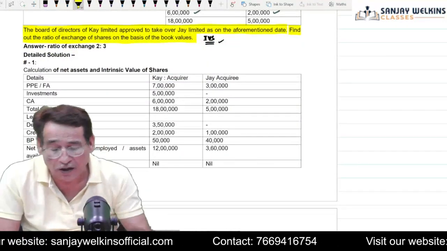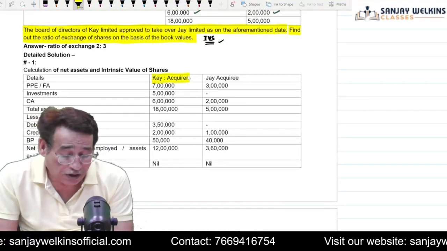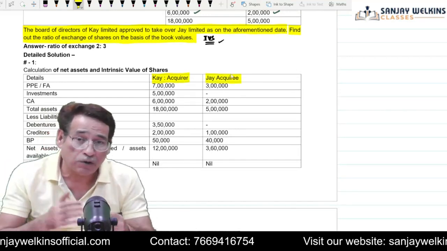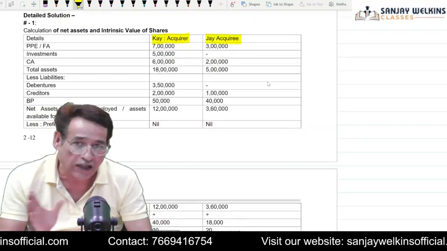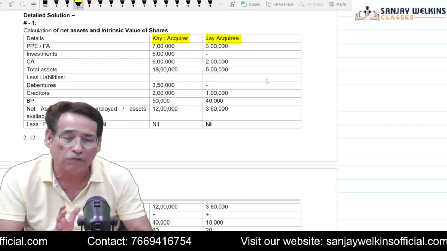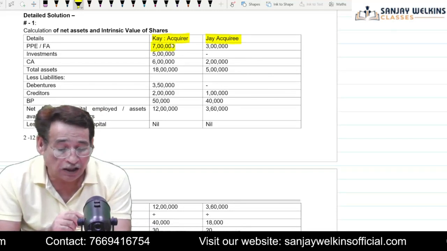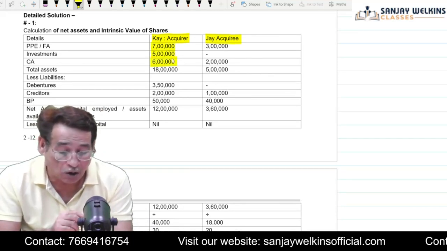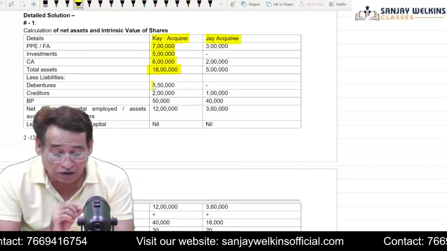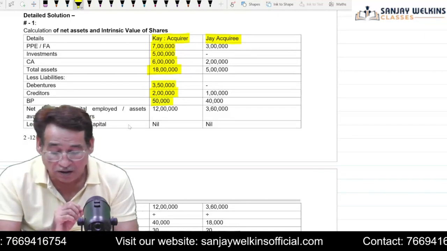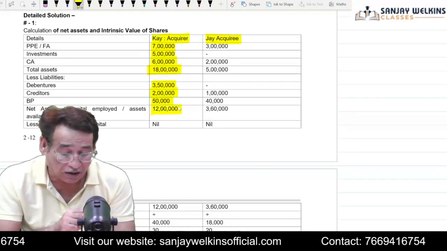In order to compute the intrinsic value of share, first of all, what we need to do? First of all, we will note down the items of both the companies. Remember one thing, in this question, no revised values are given. If any revised value would have been there, I would have taken them also. So at this moment, there are no revised values. First of all, I will take into account all the assets, and the total of the assets of purchasing company is 18 lakh. Then I will take into account three liabilities of the purchasing company. By subtracting these liabilities from the total of 18 lakh, we get 12 lakh.